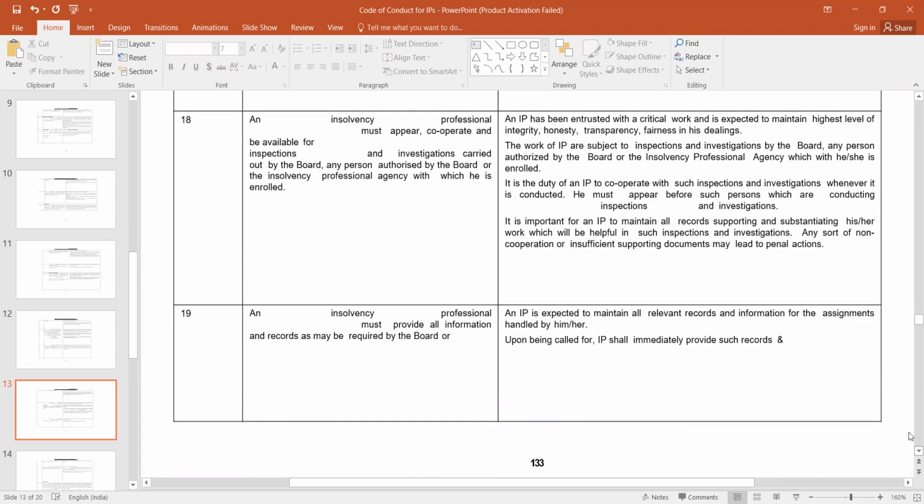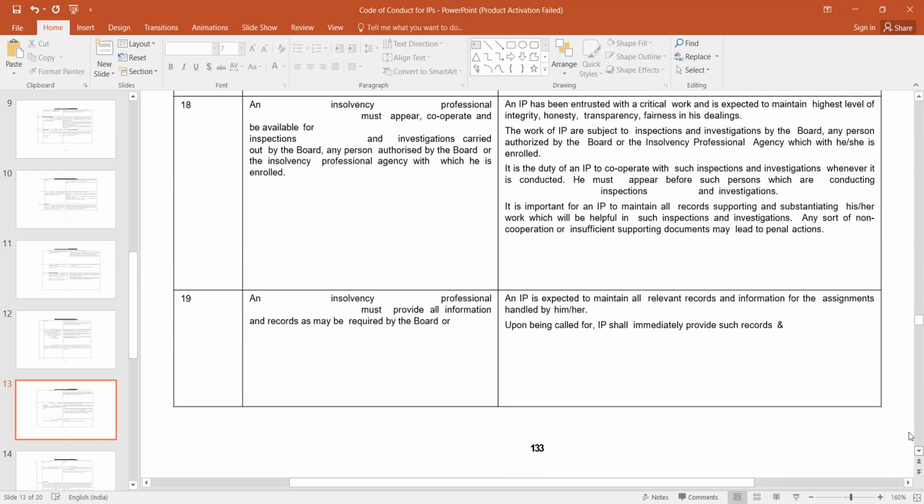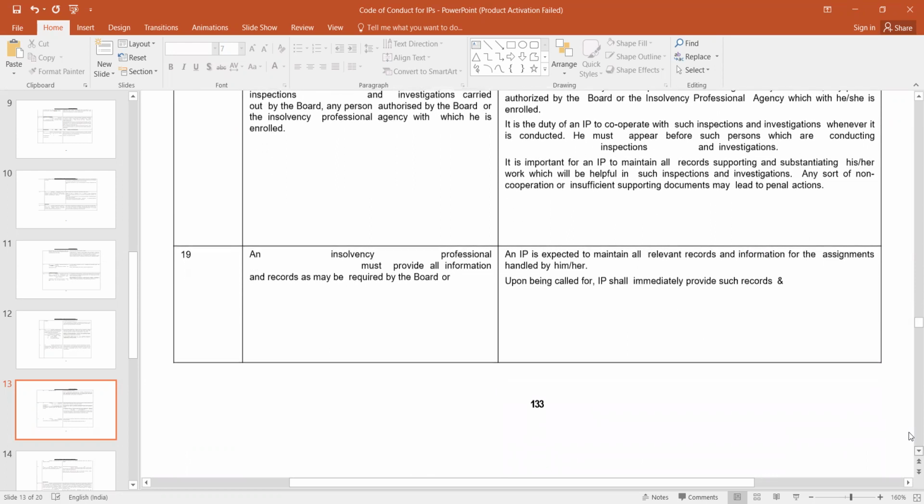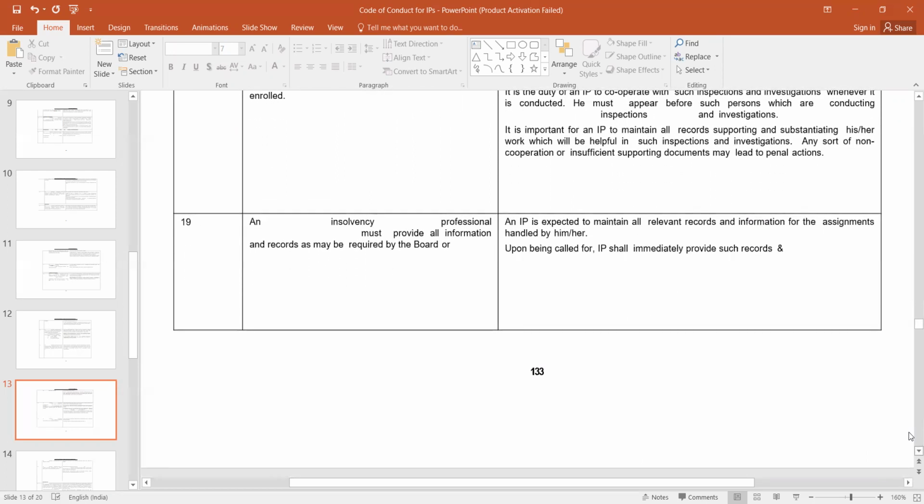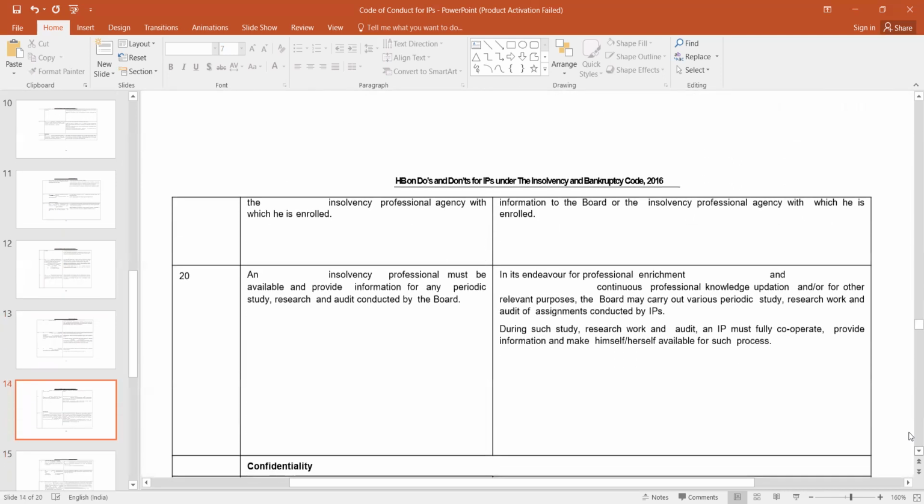Then an insolvency professional must provide all information as may be required by the board or the IPA. So an IP is expected to maintain all relevant records and information for the assignments handled by him or her. Upon being called for, the IP shall immediately provide such records and information to the board or the IPA with which he is enrolled.